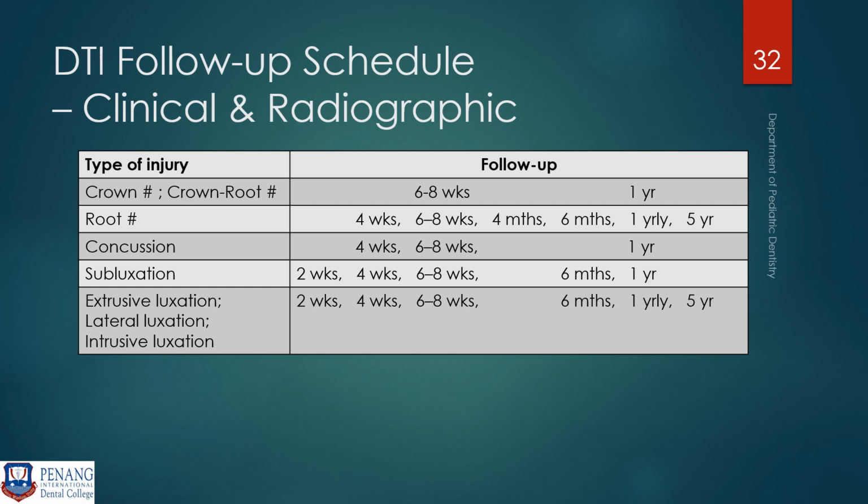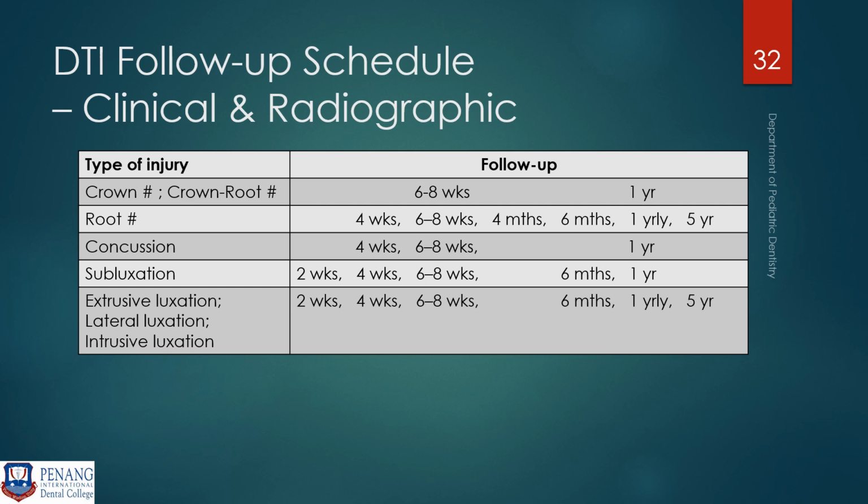Let's say, for example, you have subluxation. Once you finish your treatment, you have to call back the patient after 2 weeks. When the patient comes back after 2 weeks, again you have to do a clinical and radiographic examination to ensure the pulp is still healthy. If the pulp is not healthy, you have to go for root canal treatment. If the pulp is still healthy, then you call the patient back again after 4 weeks from the day that ends on the 2nd week. Then when he comes back after about a month, everything is okay.